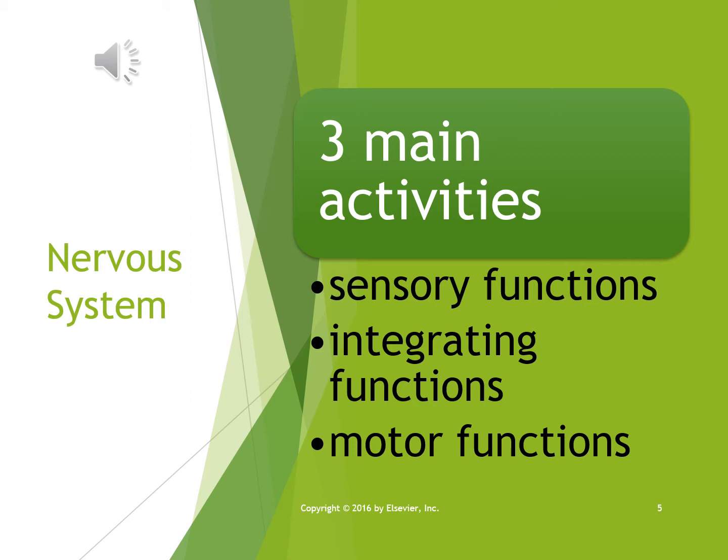Three main activities for the nervous system are sensory functions, integrating functions, and motor functions. So the nervous system senses changes from within the body or from outside the body and conveys this information to the spinal cord and brain.